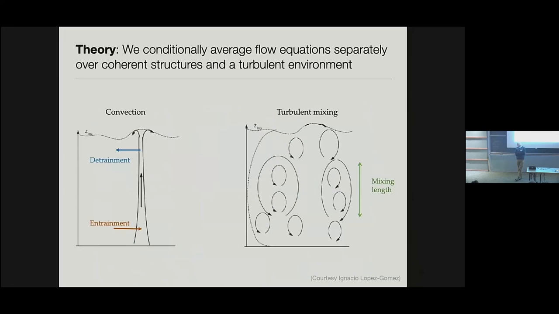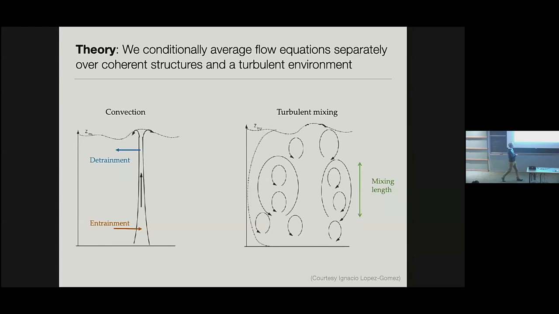So on the theory side, what we do is you take the equations of motion, which you know, laws of thermodynamics, Newton's laws, and you coarse grain them. And we coarse grain them in a specific way that is well adapted to the turbulent flows we're interested in. We do what's called conditional averaging, where you separate the flow domain into coherent structures, say some updraft here, and the more isotropic turbulent environment, where you just have isotropic mixing, or relatively isotropic mixing. And you conditionally average the equations of motion over these different parts of the flow domain, which are themselves flow dependent. It's conditionally averaging because the averaging becomes flow dependent.